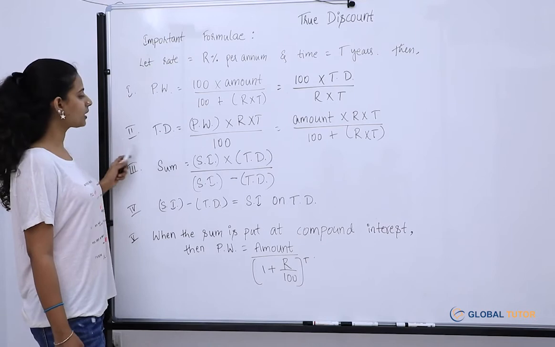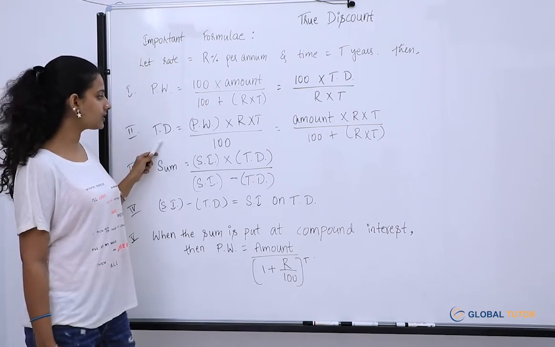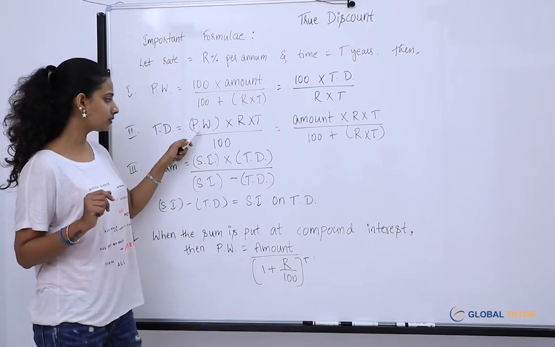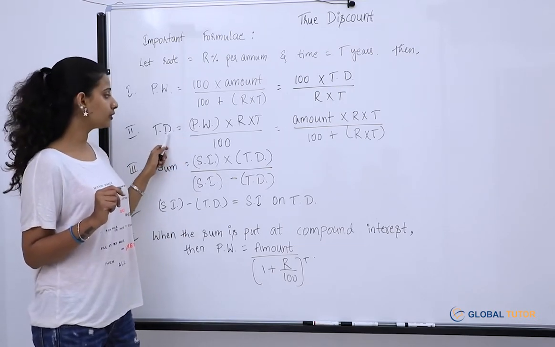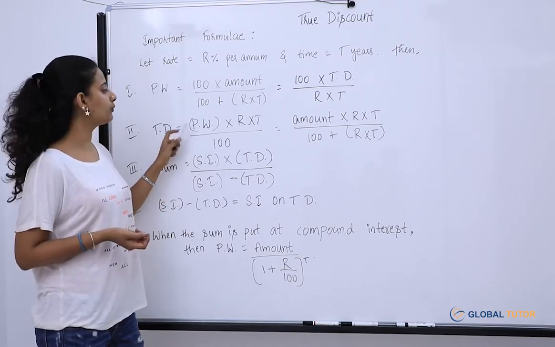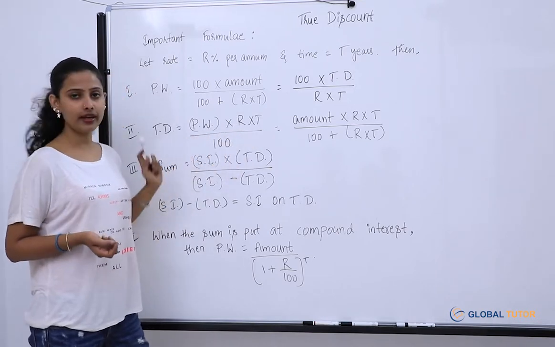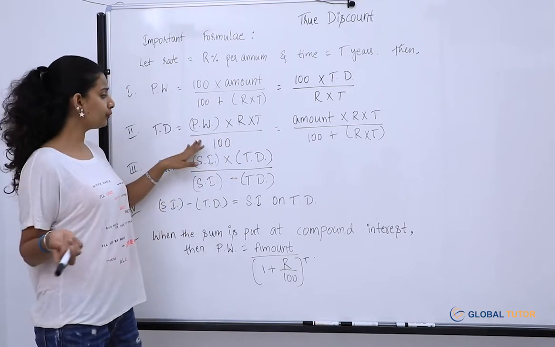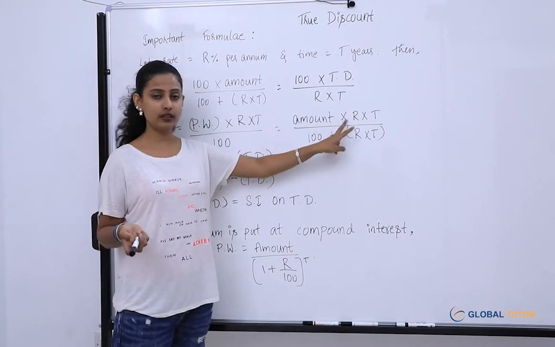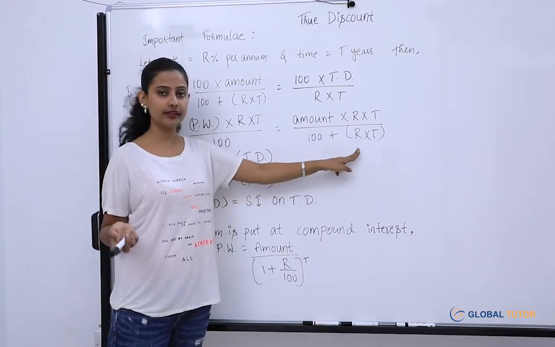Similarly, let's move to the second formula. This is to find the true discount. In this case also, you have two formulae. One is to find out the true discount by using the present worth. If you know the present worth, the formula will be present worth into R into T divided by 100. If you know the sum amount, then it is amount into R into T divided by 100 plus R into T.